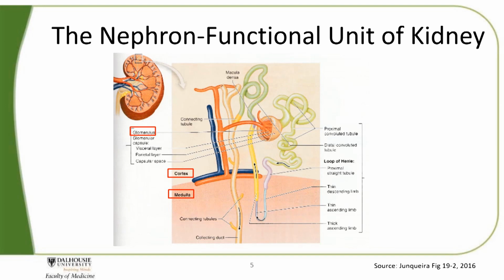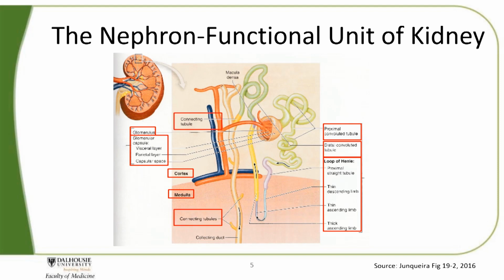Here is the glomerulus, which is where the blood first gets filtered. This is the glomerular capsule, which has a visceral layer, parietal layer, and capsular space. Here on the right is the proximal convoluted tubule. Here is the distal convoluted tubule. Here is the loop of Henle. Here are the connecting tubules and the collecting duct. And here is the macula densa.